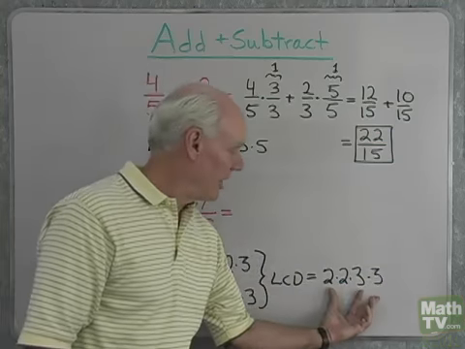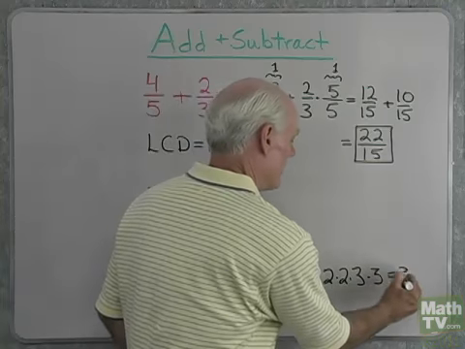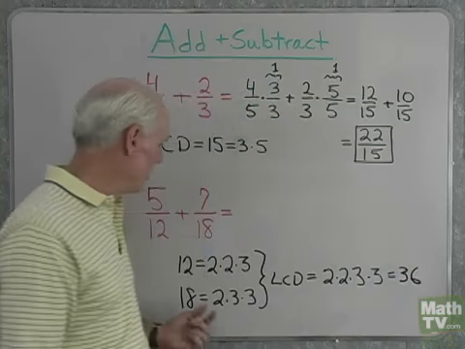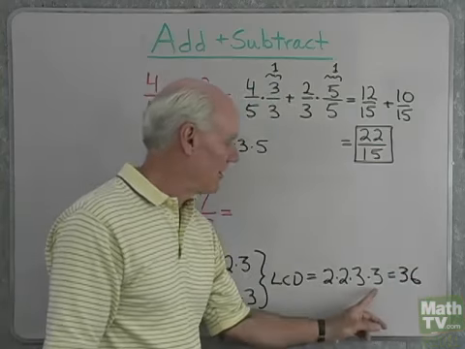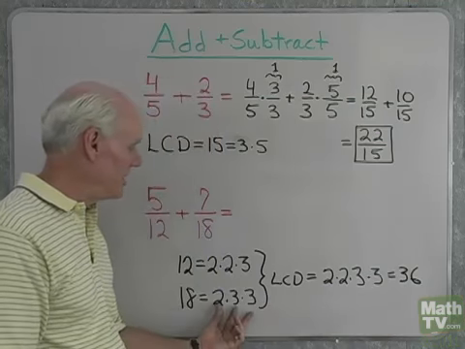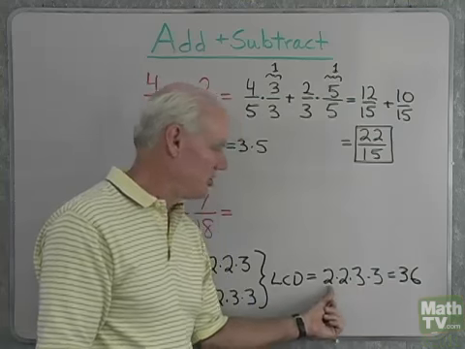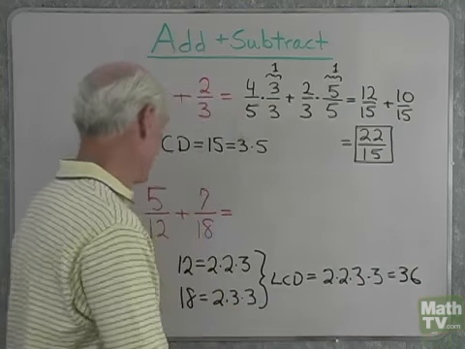So this number right here, which is what, 4 times 9, or 36, is the smallest number that's divisible by 12, and 12 divides it 3 times, and it's also divisible by 18, and 18 divides it 2 times, right? 2 times 18 is 36. Okay, so we're all set.